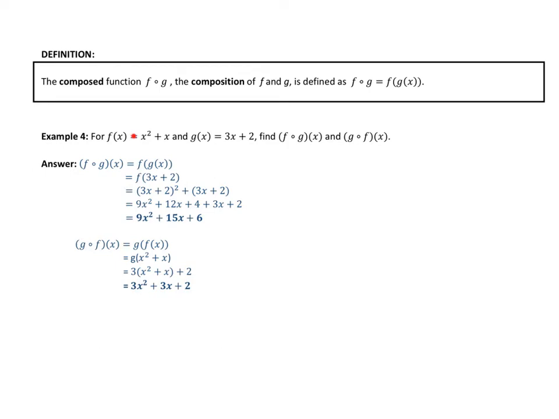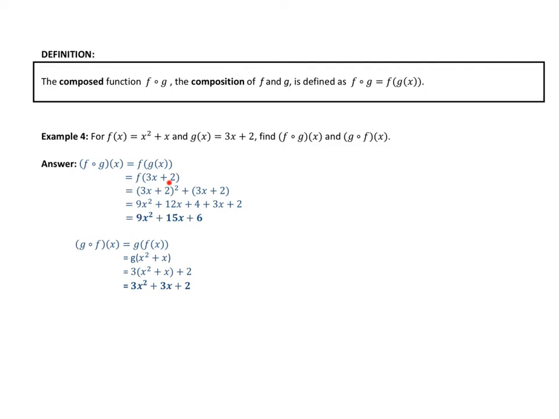Suppose f of x is equal to x squared plus x and g of x is equal to 3x plus 2. Let's find f composed with g and g composed with f. So first let's remember what f composed with g means. We take the g function and plug it inside of f. So we're taking f of the g function, which is 3x plus 2.